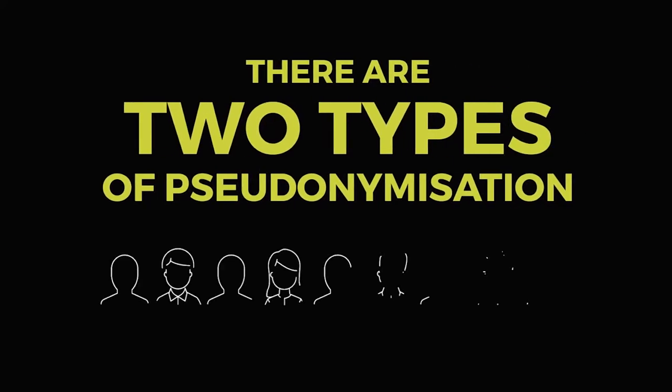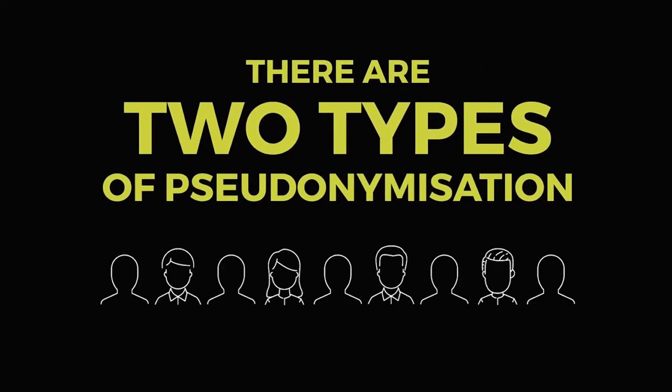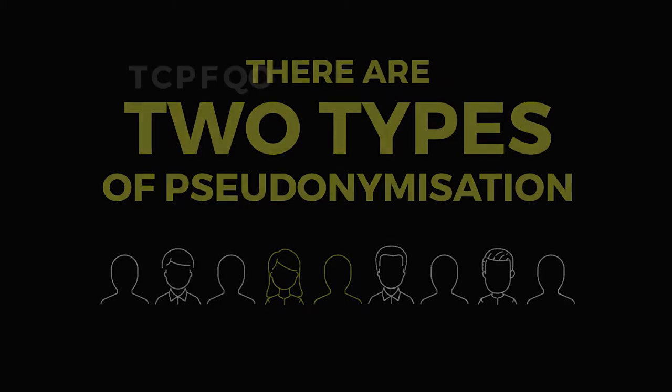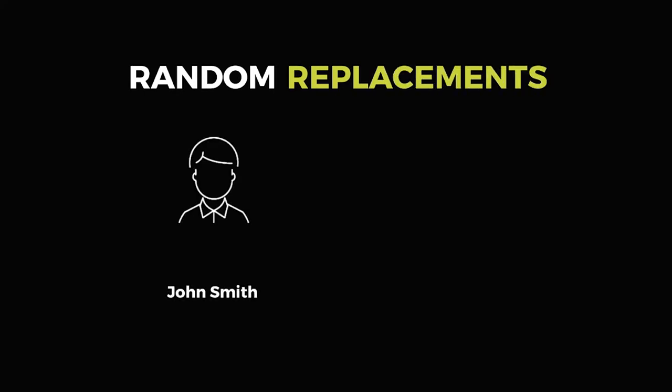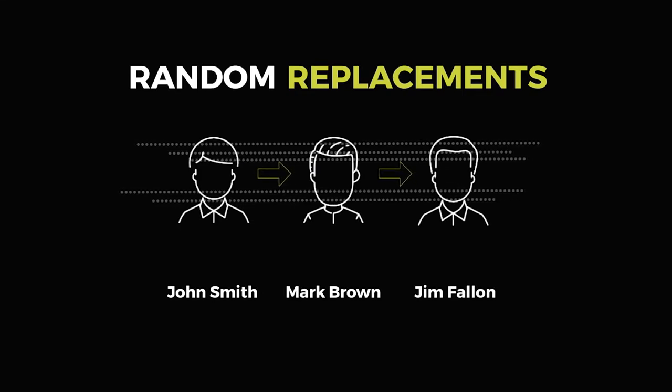There has been widespread talk about criminalizing any attempts to de-pseudonymize data, with the UK looking to pass a bill to this effect. There are two types of pseudonymization techniques that are typically used: random replacement and consistent replacement. Random replacements: for example, John Smith gets randomly replaced with another name, but each time John Smith goes through the pseudonymization process, the replacement names will vary.